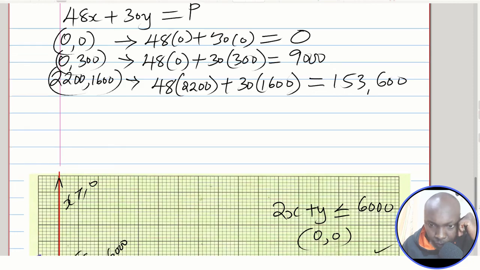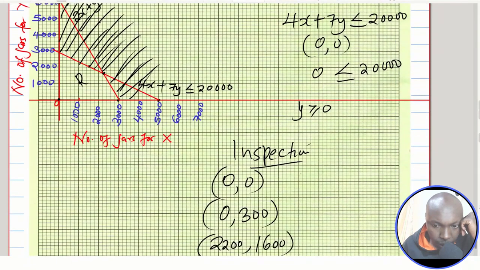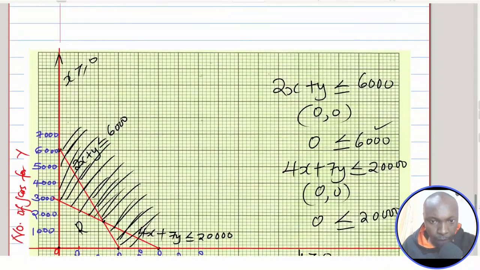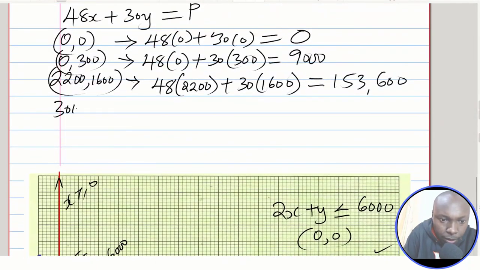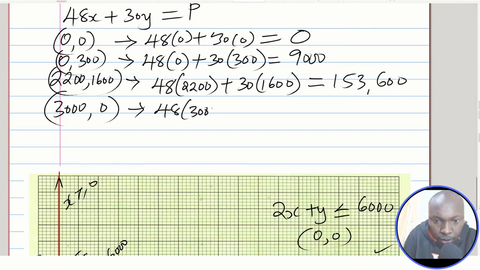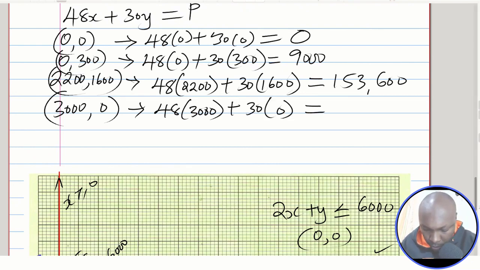And then the other one is 3,000, 0. The other point that you should inspect, 3,000 and 0. So 48 times 3,000 plus 30 times 0. So this one will give 48 multiplied by 3,000, which is 144,000. And you are through.